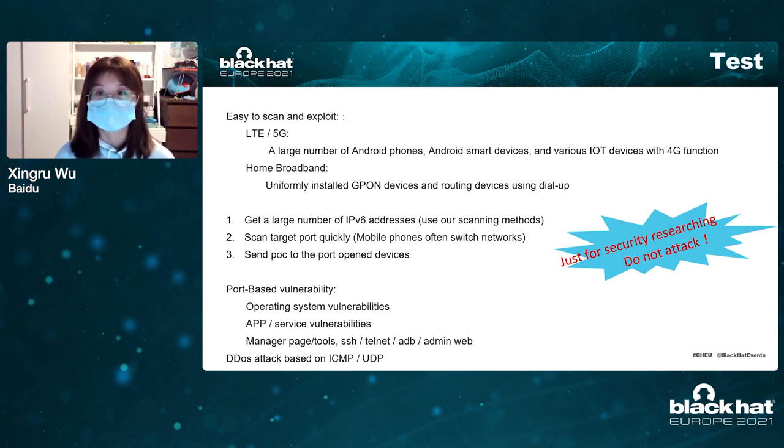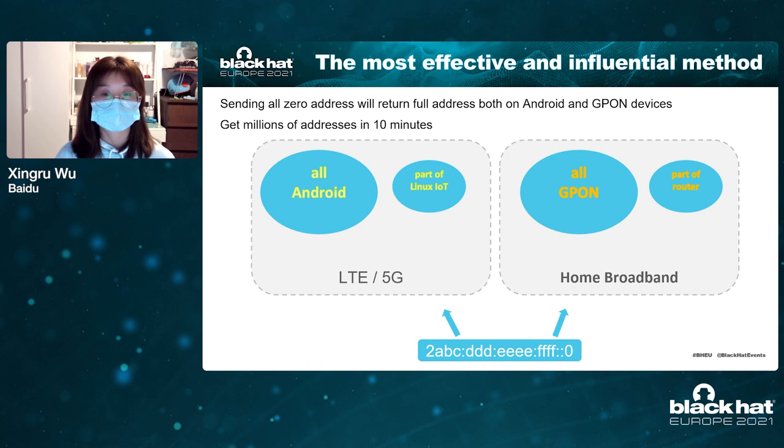This is a list of devices with high risk, how to scan and test, and which vulnerabilities to test. Please remember, don't attack, just do security research. The biggest risk is to scan all-zero addresses after obtaining valid IPv6 network segments, because it affects both mobile networks and broadband, the largest number of devices.